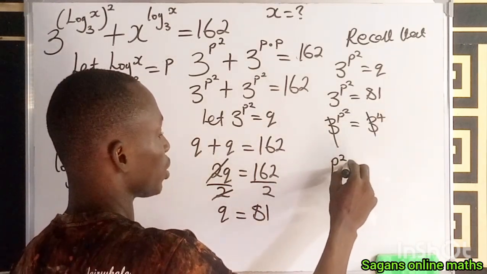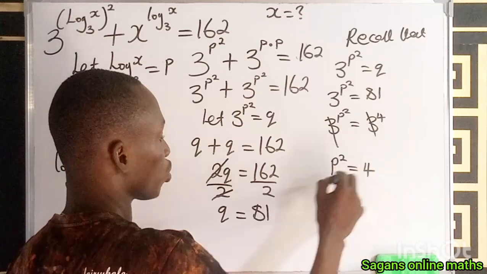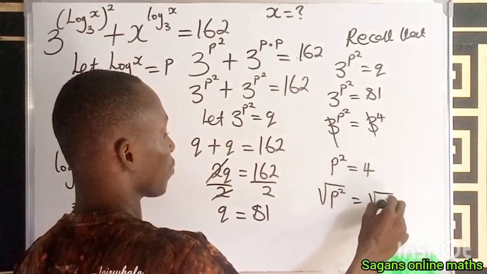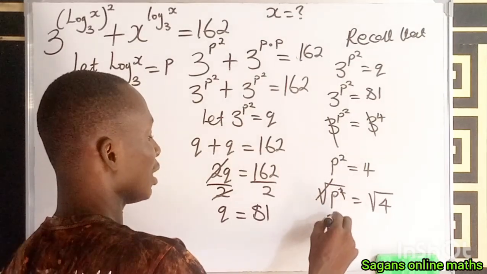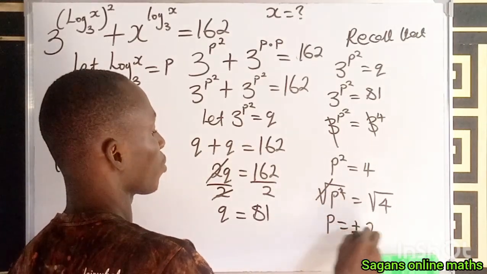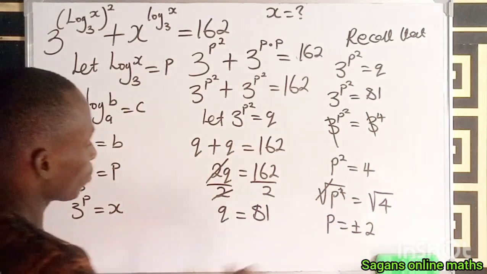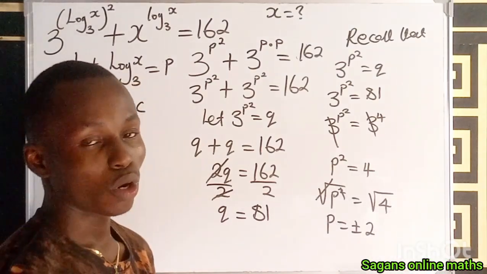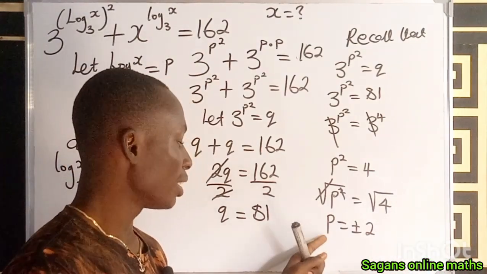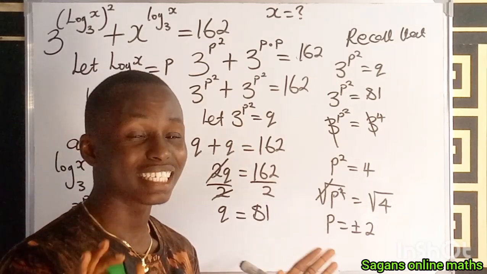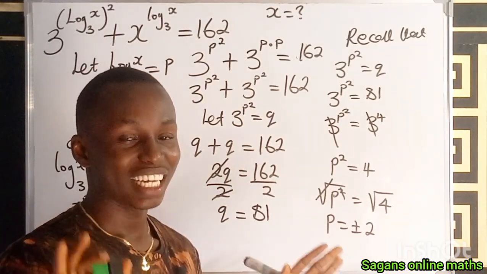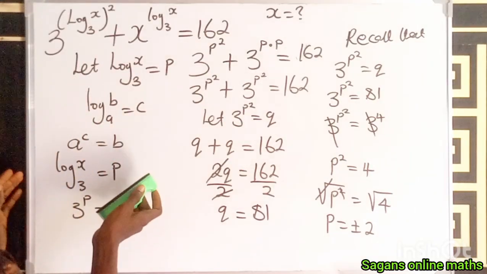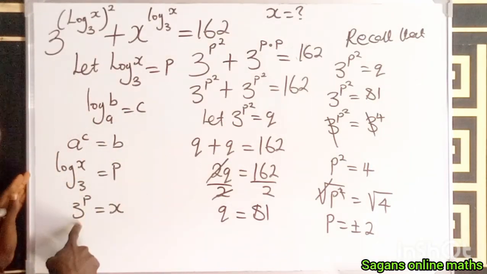So p squared is equal to 4. By taking the square root of both sides, this will cancel out this, so p is equal to plus or minus 2. This is the value of p. But remember, we are not asked to solve for q, neither p. We are asked what is the value of x. But luckily we have gotten that p is equal to plus or minus 2. It's very easy for us to find the value of x.